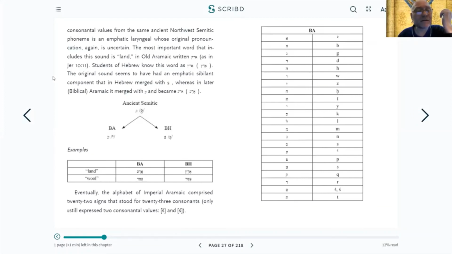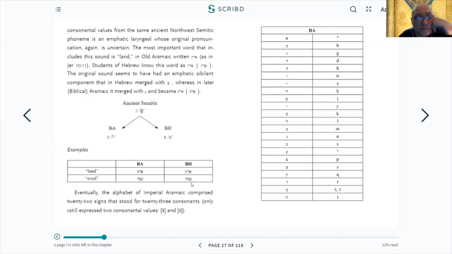There it is, eretz. The original sound seems to have had an emphatic sibilant component that in Hebrew merged with zadik, whereas in later Biblical Aramaic, it merged with ayin and became ara, ara for land. Ancient Semitic. Okay, so this is an example here. Biblical Hebrew got this zadik became ayin. So this ts became just plain silent. Okay, so there it is, eretz in Hebrew for land, and here's ara. That's what it is in Aramaic.